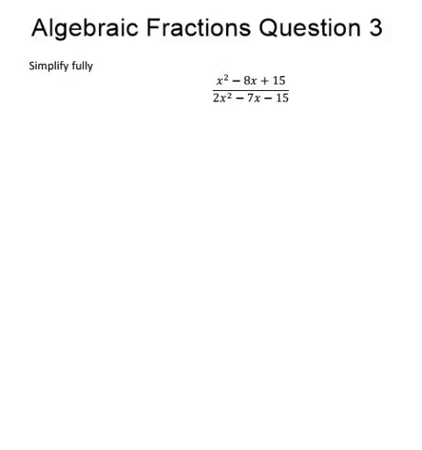Okay, so in this question it's asking us to simplify fully x squared minus 8x plus 15, all divided by 2x squared minus 7x minus 15. So you can see that on the top and the bottom of this fraction we have quadratics, in this x squared, x and a number format. So what we need to do first, when we see a quadratic in an algebraic fraction, is factorise it. So let's have a look at the top equation.